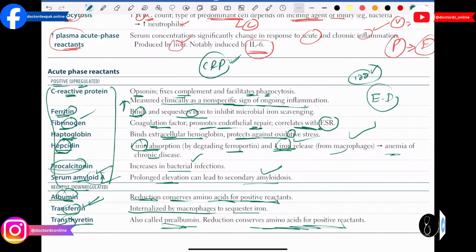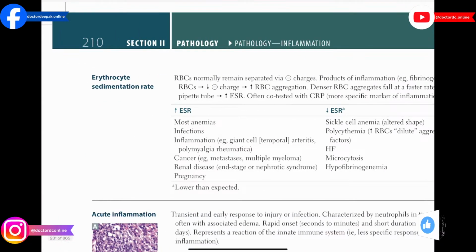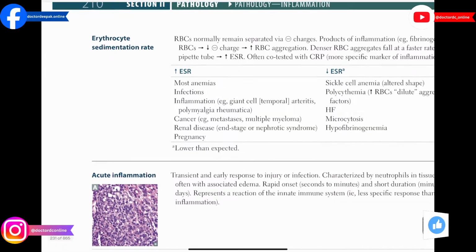So if you are going to decrease the albumin or transthyretin, it means you are going to make less protein, and if you are going to make less protein, you are utilizing less amino acid. So if you utilize these amino acids less for inflammation, these amino acids can be used later on for positive reactants. So this is, you can say, the first page of inflammation that is very important for your exam. So let's discuss now the second page. Then after that we will try to take a quick review of all the things which we study in this.